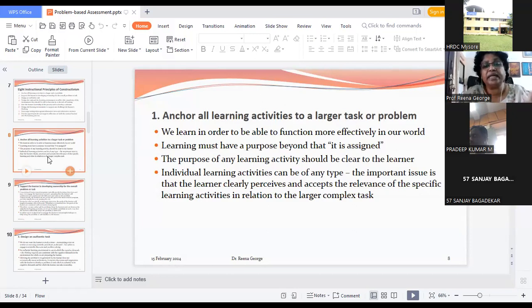Individual learning activities can be of any type. The important issue is that the learner clearly perceives and accepts the relevance of the specific learning activity in relation to the larger complex task. That is, I've just mentioned the theory of that.